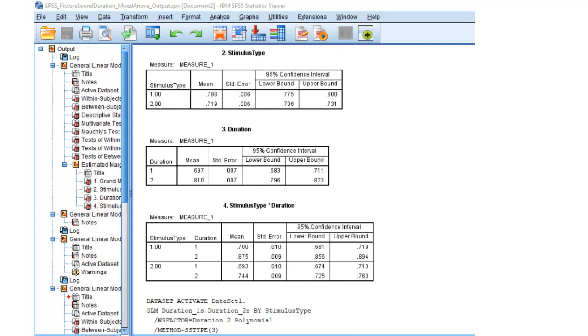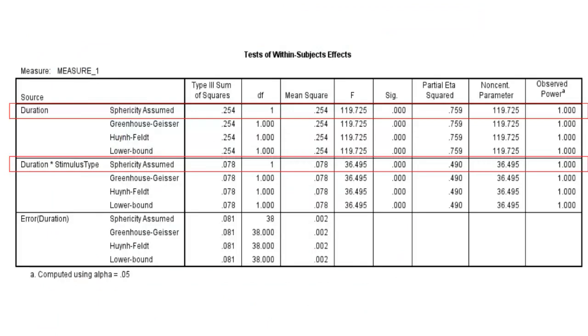So you have one main effect. This is the output I showed you just now on just looking at stimulus type without looking at the duration, the marginal means, and then duration without looking at stimulus type regardless, and this is our interaction. But I don't know if these three are significant. Well, you have to look at the statistical output.